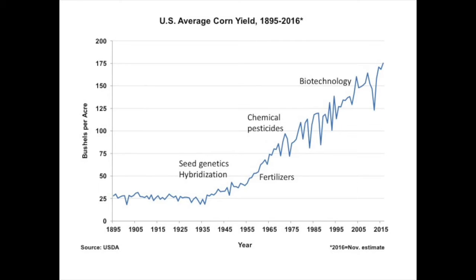Hybridization is where we take several lines of corn, develop those, inbreed those, and then cross them and get some hybrid vigor. All of that technology was introduced in the early 40s, late 30s, in that period, and became very widespread in the 40s and 50s.